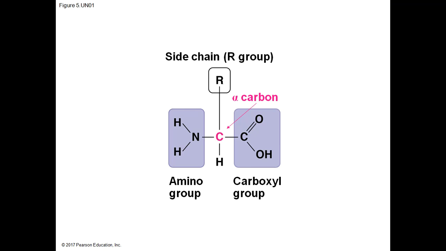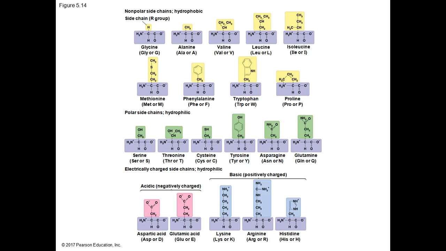It's the R group that differs. As you can see here, everything in the purple boxes is identical, but the yellow boxes, the green boxes, the pink boxes, and the blue boxes are different. Those are the R groups or the functional groups.